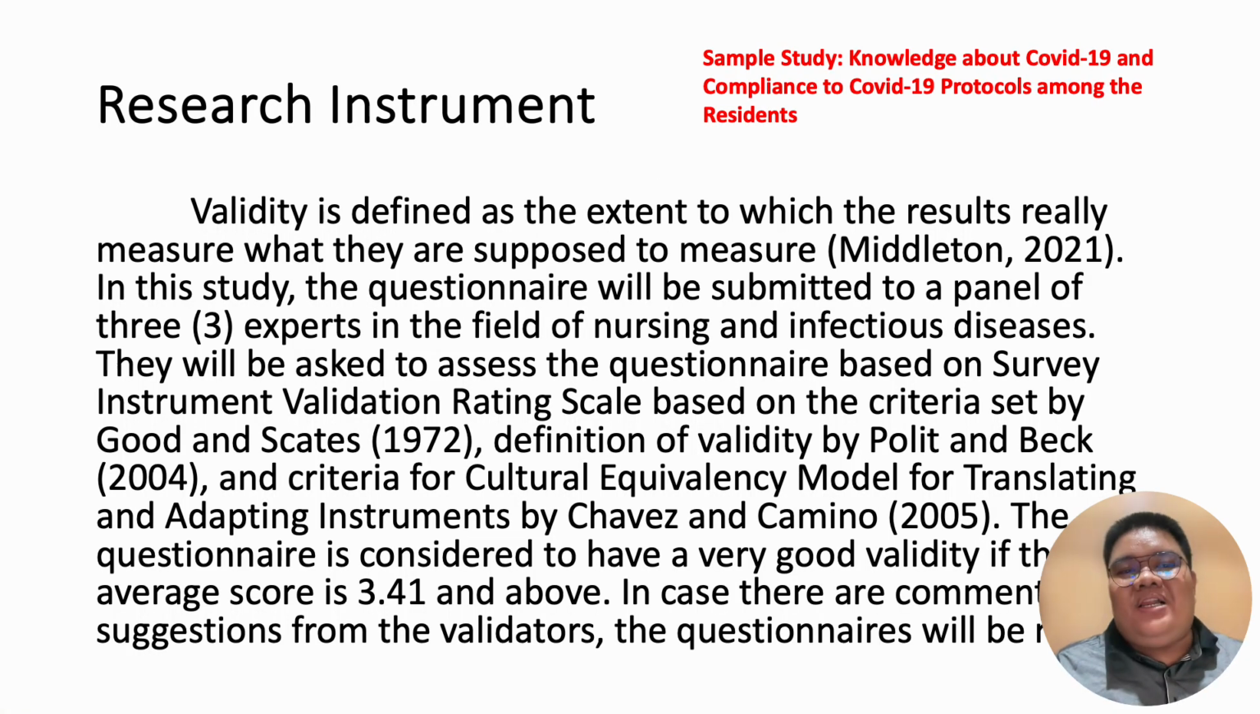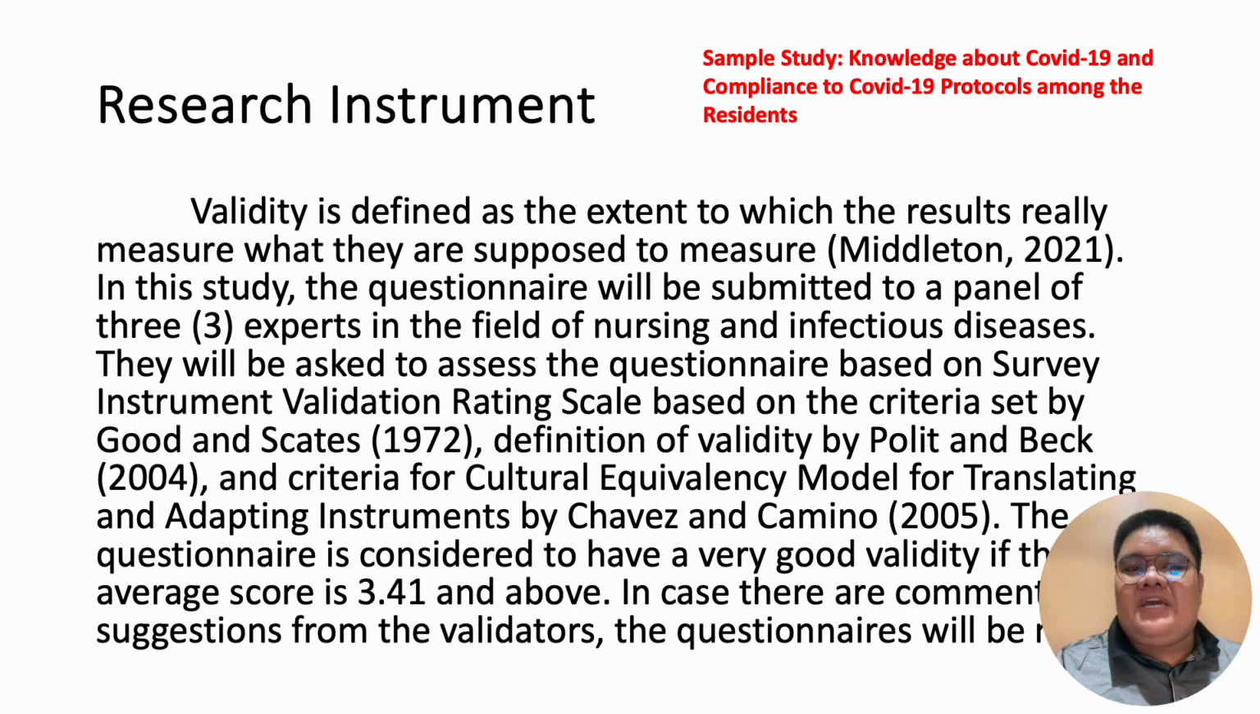Now, let's look into the example. In this example, the term validity is first defined. It would be wise for you to look into research reference text for the definition of the word validity. And validity is defined as the extent to which the results really measure what they're supposed to measure. Reference from Middleton 2021. In this study, the questionnaire will be submitted to a panel of 3 experts.